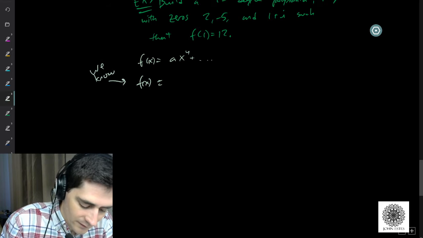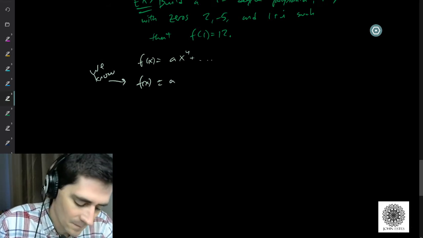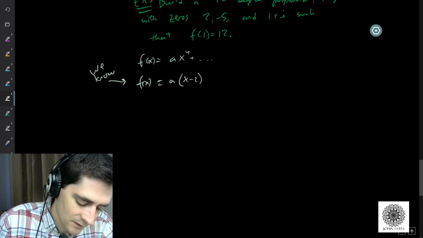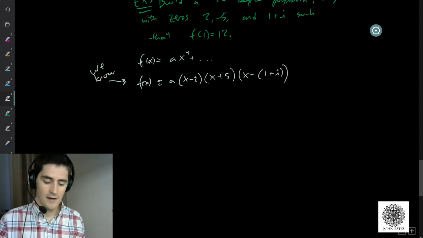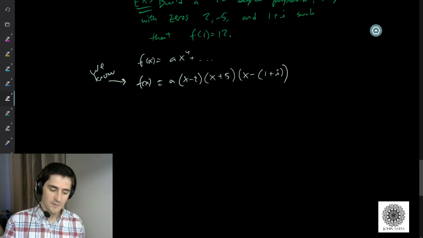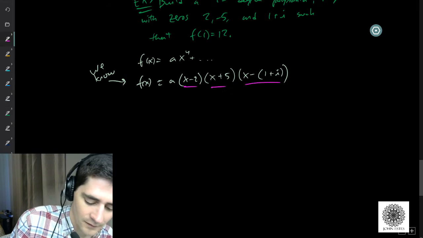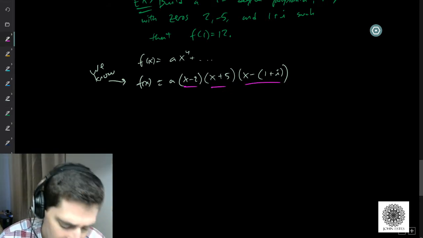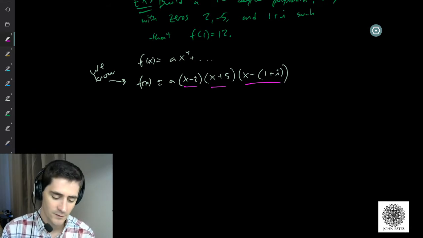We know that this thing can be factored as some sort of leading coefficient, which we don't know, but x minus 2, x plus 5, and x minus 1 plus i. We know that, right? Because that's just based off of our zeros. These are my 3 zeros that they gave us. Alright, but look, if you multiplied all this out, you're going to end up with only a third degree polynomial.